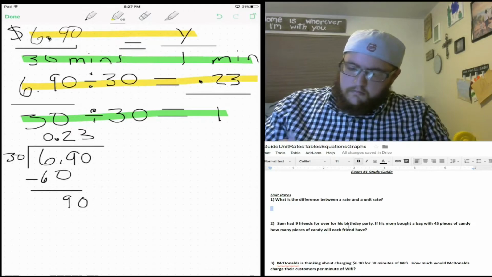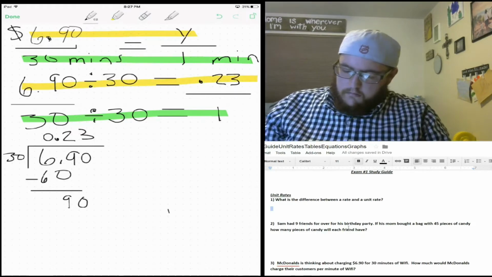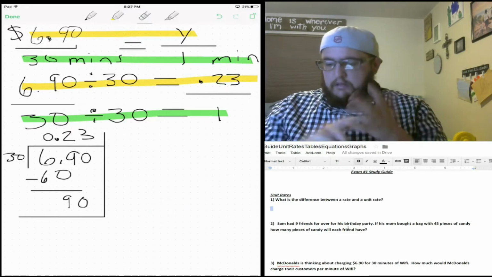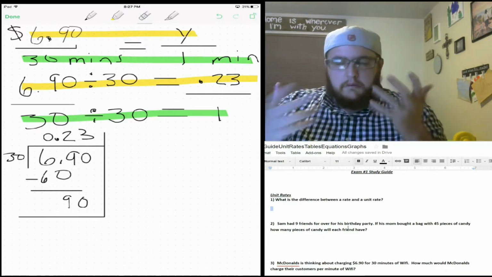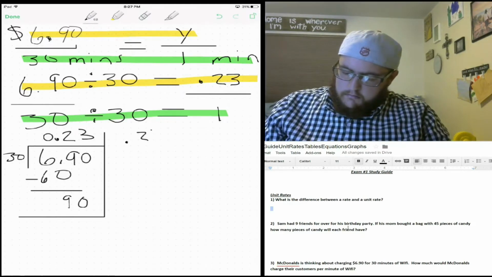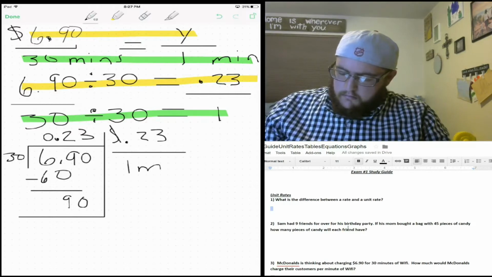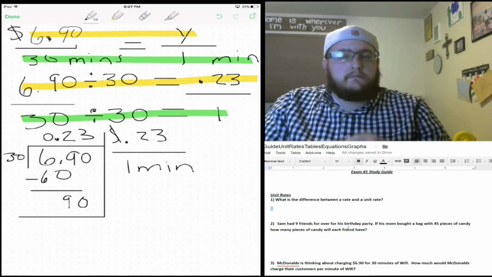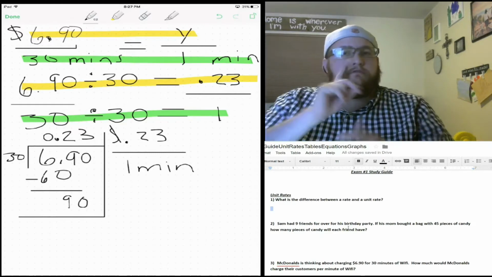So that's our dollar amount, that's why we highlighted it in yellow. So in context, what we've essentially figured out is that it's going to cost us $0.23 or 23 cents for each minute of Wi-Fi at McDonald's.